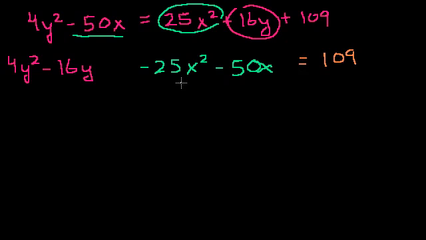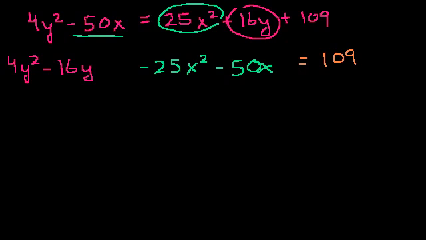Now that we have the x's and the y's on the same side of the equation, we know the general direction we're going to go in. They have different coefficients, and one is positive and one is negative. So that lets us know that we're dealing with a hyperbola. So let's complete the square and get it into the standard form.